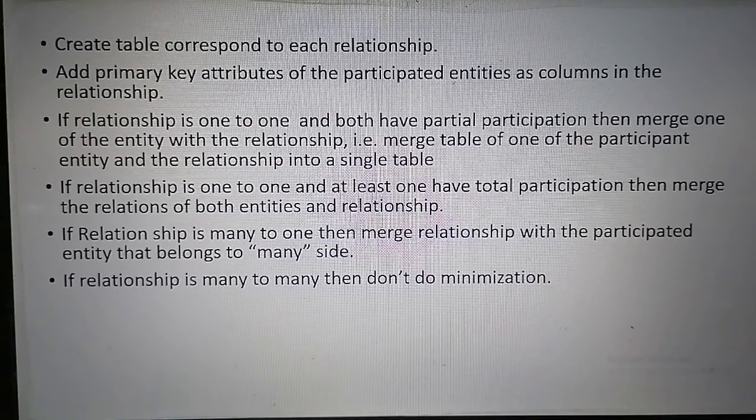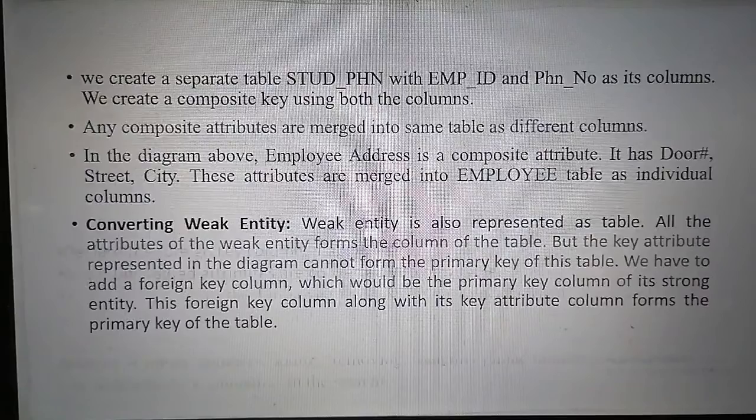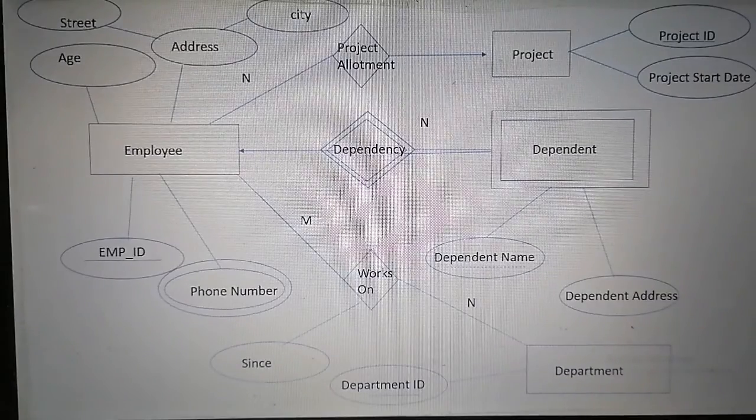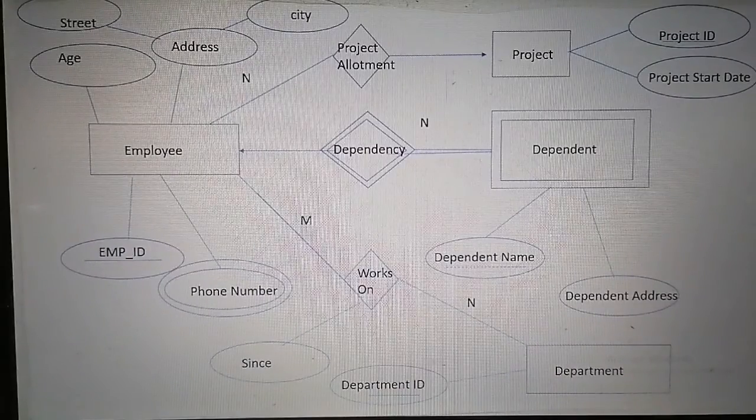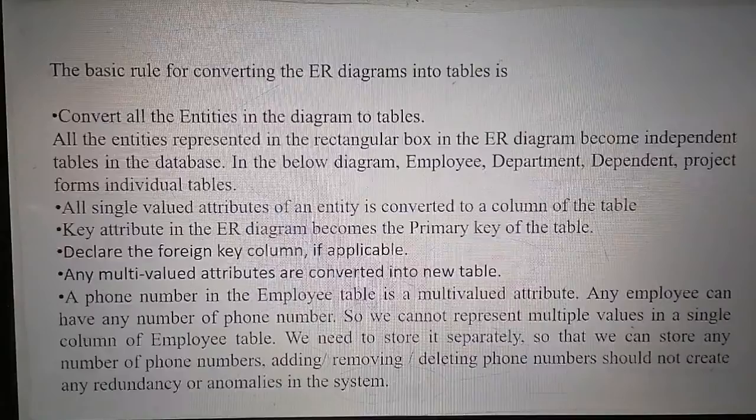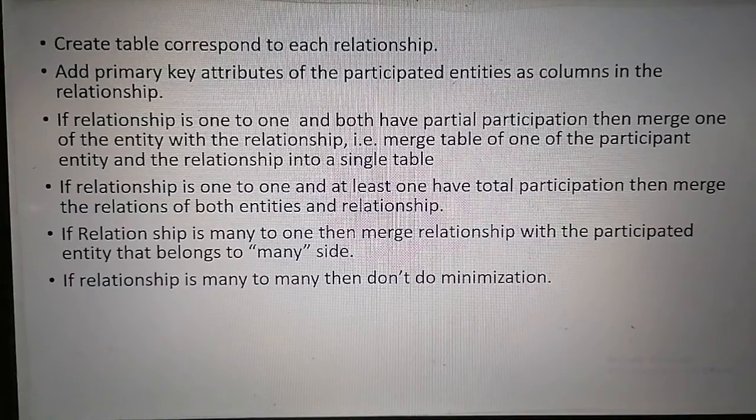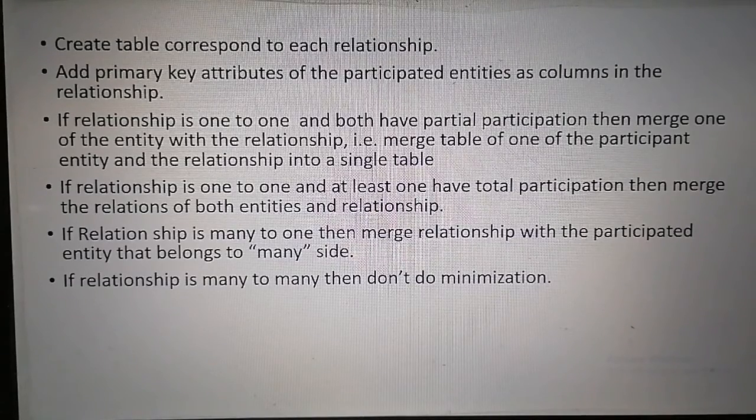The next rule says we will create a table corresponding to each relationship. Here the relationships are works on and project allotment, and dependency is also a relationship. For each relationship we will create a new table, and then we will add the primary key of the participant entities as attributes of the new table.